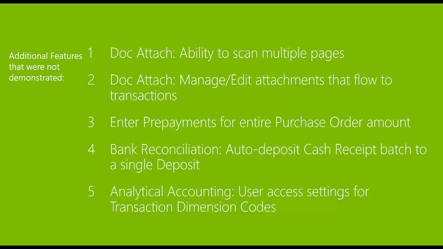Analytical Accounting. User access settings for transaction dimension codes. In prior versions, each user must be granted access to each AA dimension code before they can use an AA dimension code on a transaction. With this new functionality, you can control if you want to retain the ability to restrict access to each AA dimension code by user, or allow all users in the database to have access to all dimension codes.